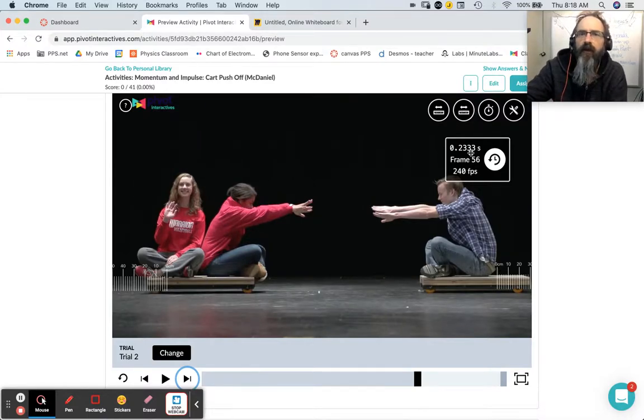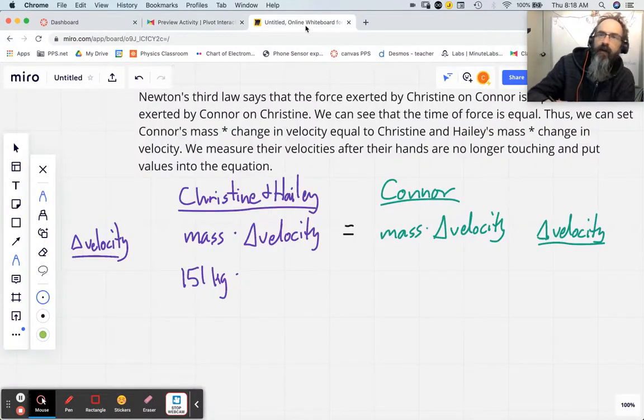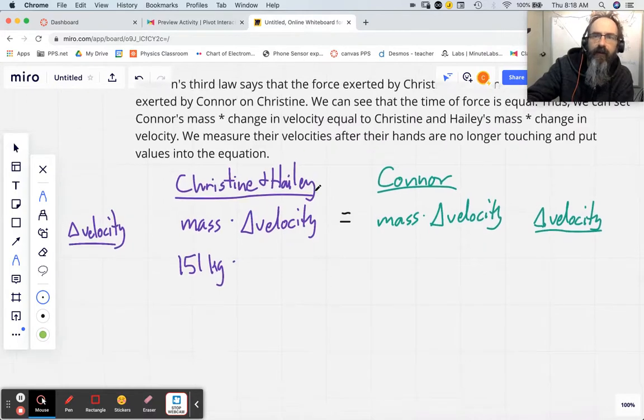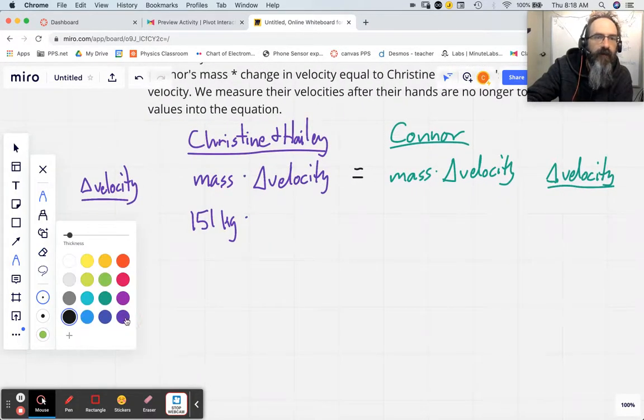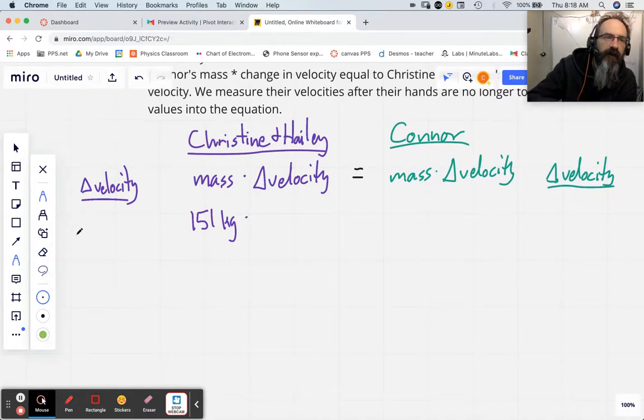So this took 0.2333 seconds. So Christine and Haley, 18 centimeters in 0.233 seconds. And Connor, 30 centimeters in 0.2333 seconds. I'm going to come back here, slide this up a little bit. I'm going to give us the purple for Christine and Haley.